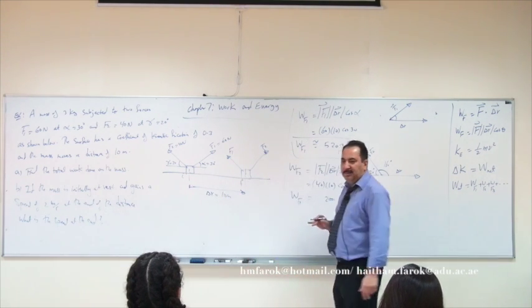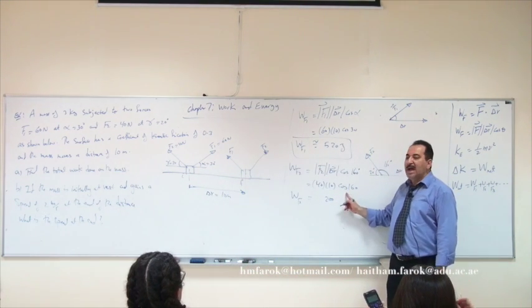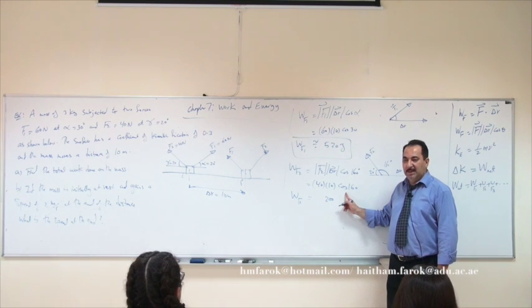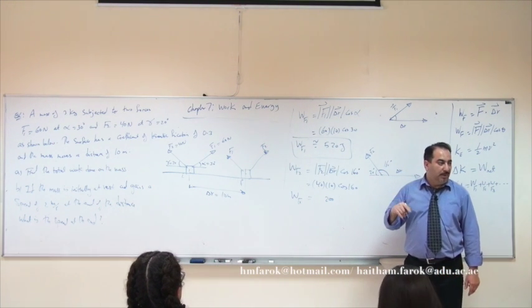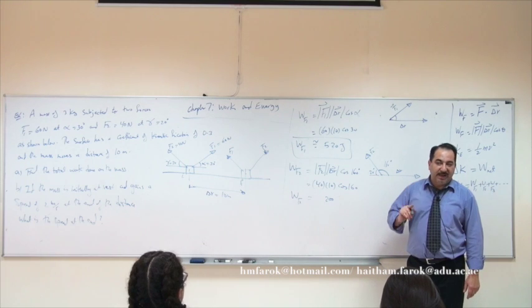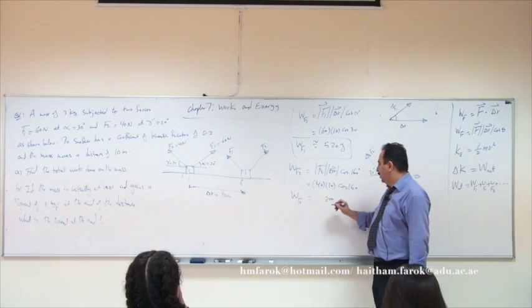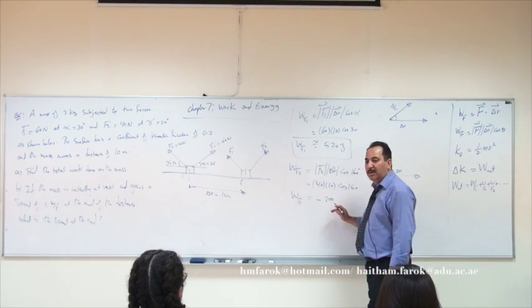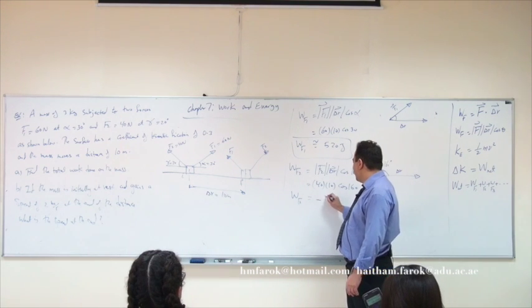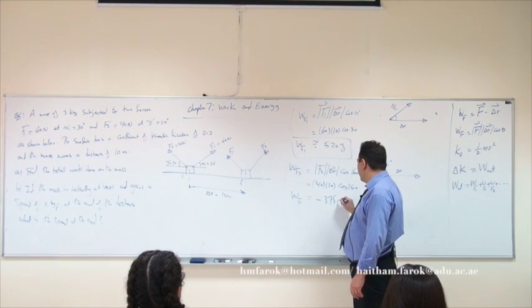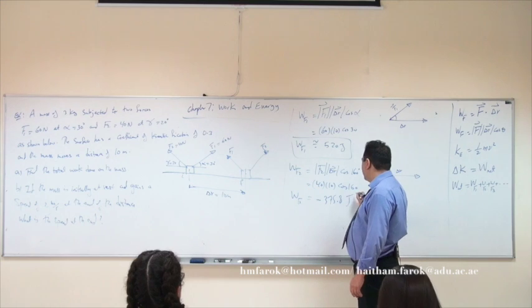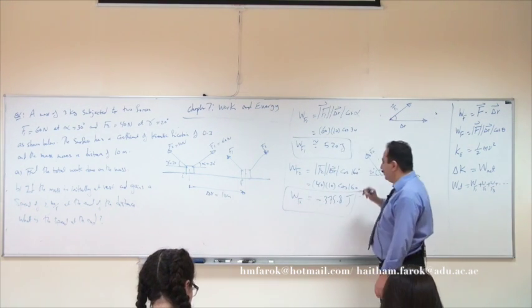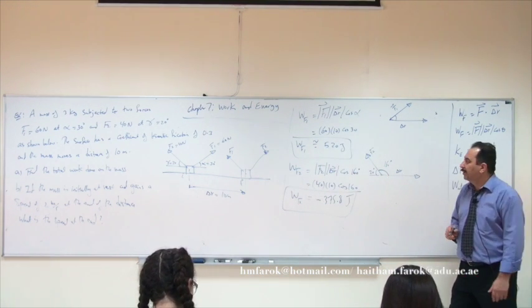Definitely it is minus. Why? Because the angle is more than 90, and cosine of an angle more than 90 is always negative. Second quadrant. Minus. Minus what? 375.8 joule. This is the second work.